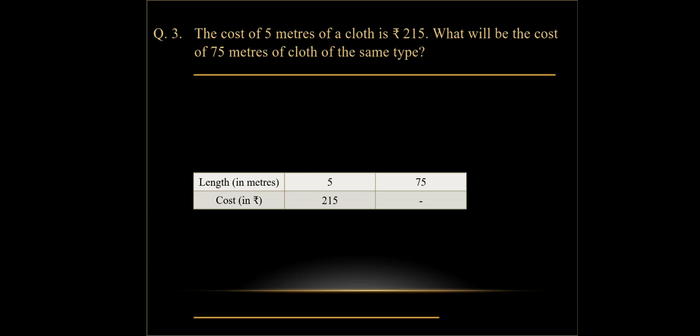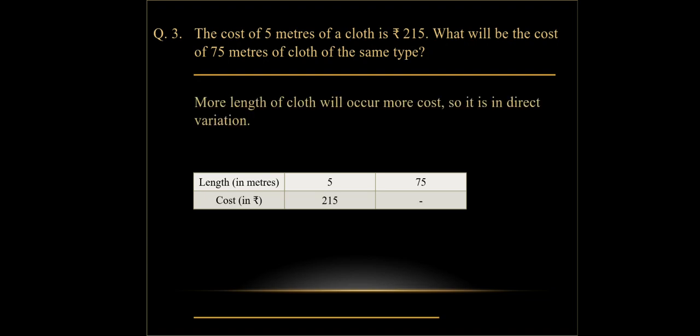And if you buy 1 meter, then you can say that it costs, suppose, rupee 10. Then if you buy 5 meters, you multiply 5 by 10 equals 50. It means when you buy more cloth or more ribbon or lace, etc., then you will pay more money. So here also it is in direct proportion. More length of cloth, more cost. So it is in direct variation.